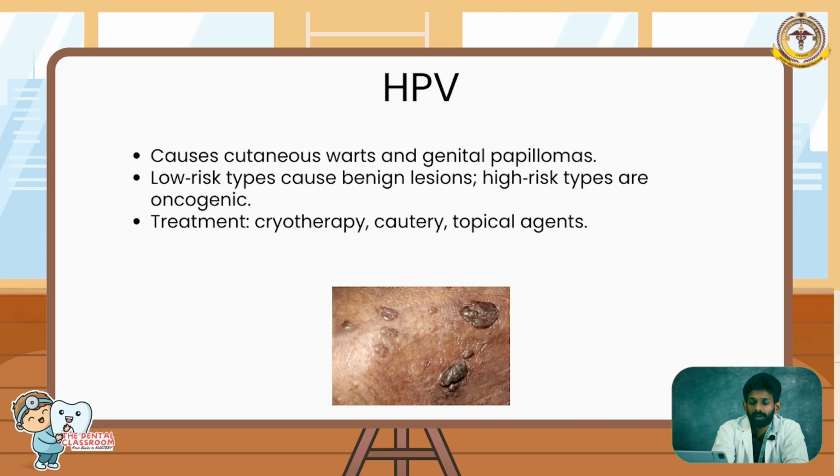Then human papilloma virus, usually present in the form of warts and genital papillomas. The transmission is through direct contact or through sexual transmission. The low risk groups present as skin warts and the high risk groups may also turn oncogenic. The diagnosis is clinical, and biopsy if the diagnosis is atypical. The treatment is cryotherapy, cautery.